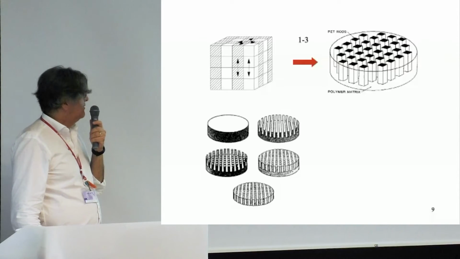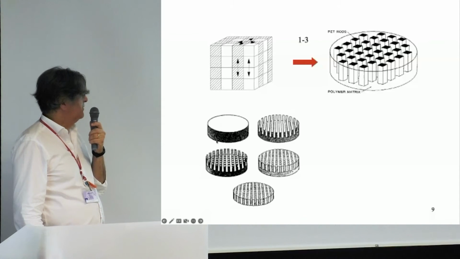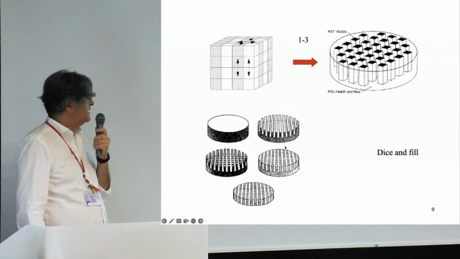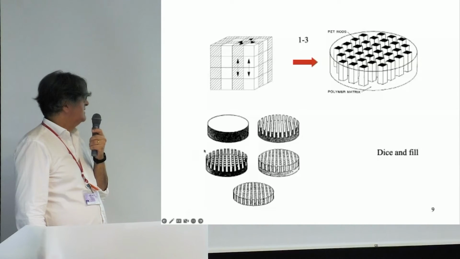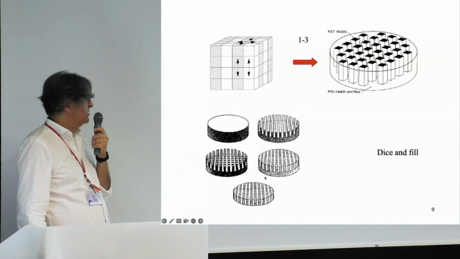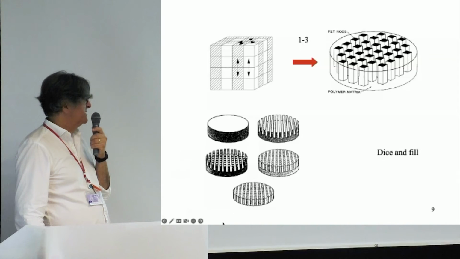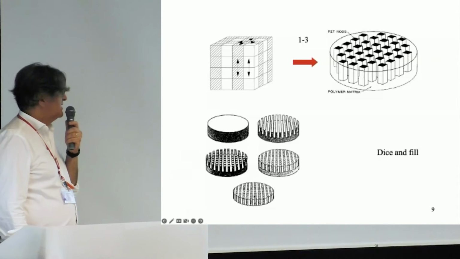And here, just to explain the technique, you start from raw ceramic, and then you dice. This is a dice and fill technique. I dice the ceramic. So here I have a 2-2 composite. And then I dice in the perpendicular direction, and then I fill with polymer. And then I remove the bottom of my ceramic. And then I get my 1-3 composite. So this is a dice and fill technique.